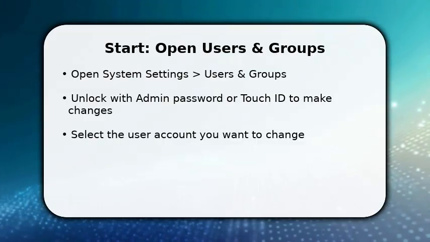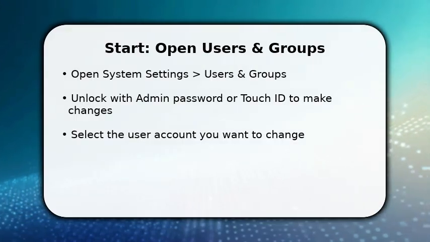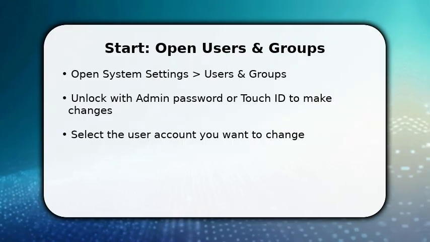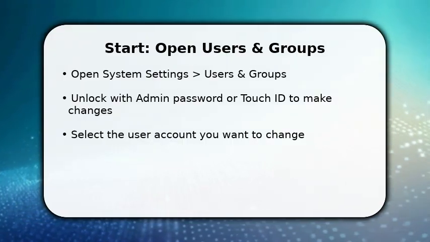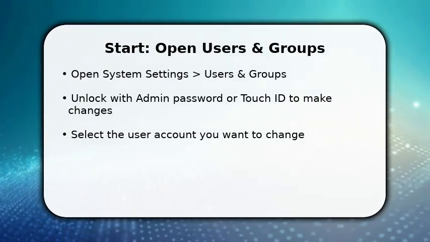You'll begin by opening System Settings and choosing Users and Groups. Unlock the pane with your admin password or Touch ID so you can make edits. Once unlocked, select the target user from the list on the left. This is the first actionable step.